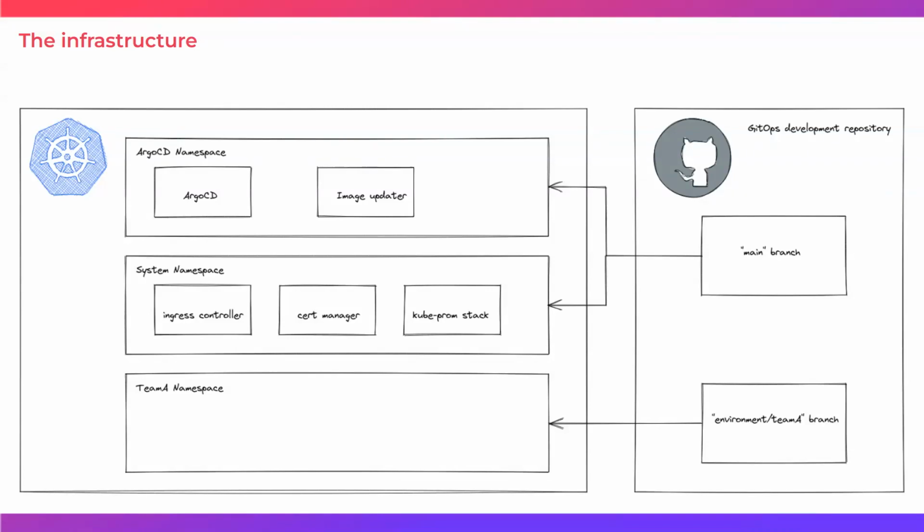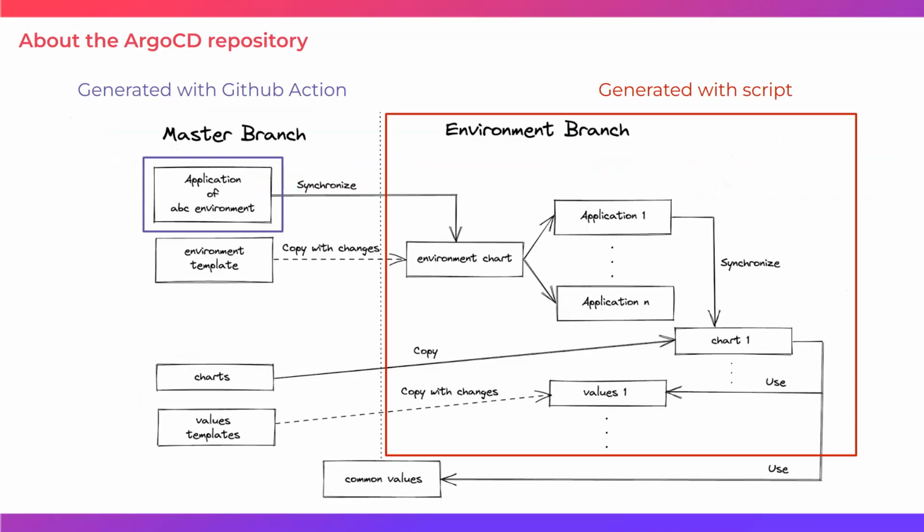And then we would have environment branches, and an environment branch would contain everything regarding the environment of a team. So everything would be deployed in a team namespace, and that's basically it. So how was the repository organized?